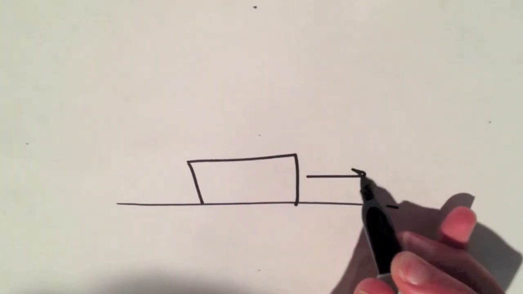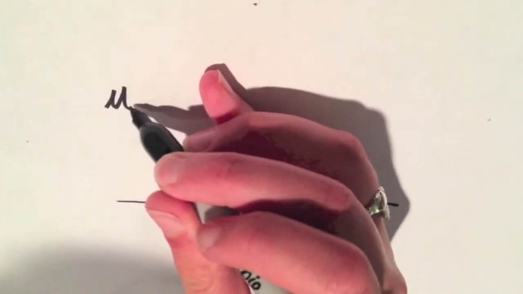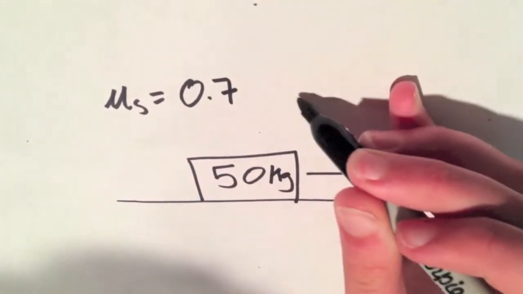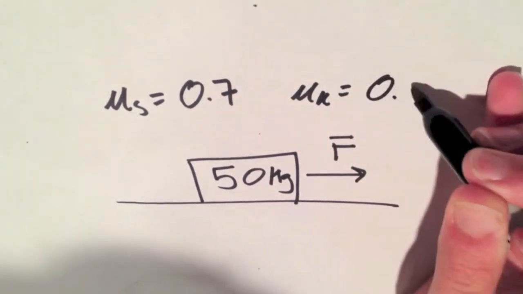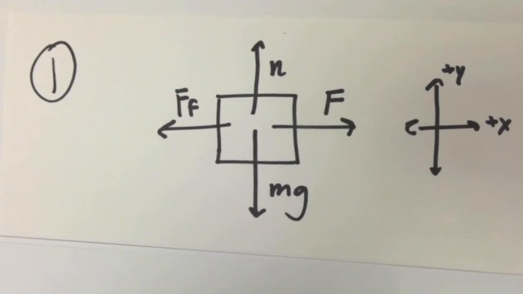A man is pushing with some constant force on a 50-kilogram box at rest on a table. The coefficient of static friction is 0.7, and the coefficient of kinetic friction is 0.5. The first step in solving any friction problem is to make a free body diagram and label your coordinate axes.